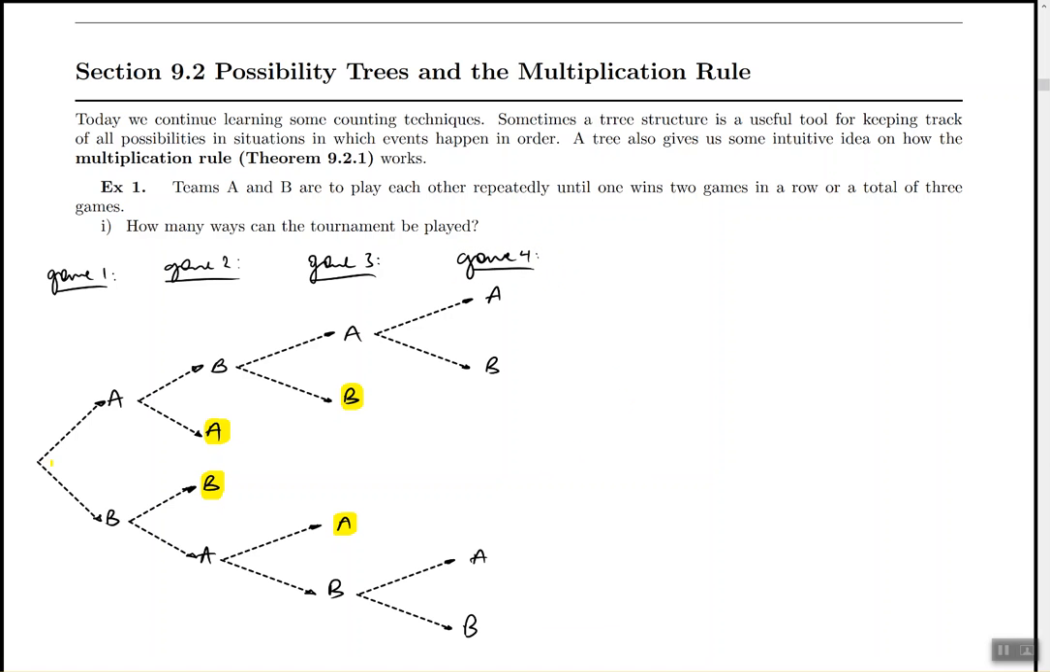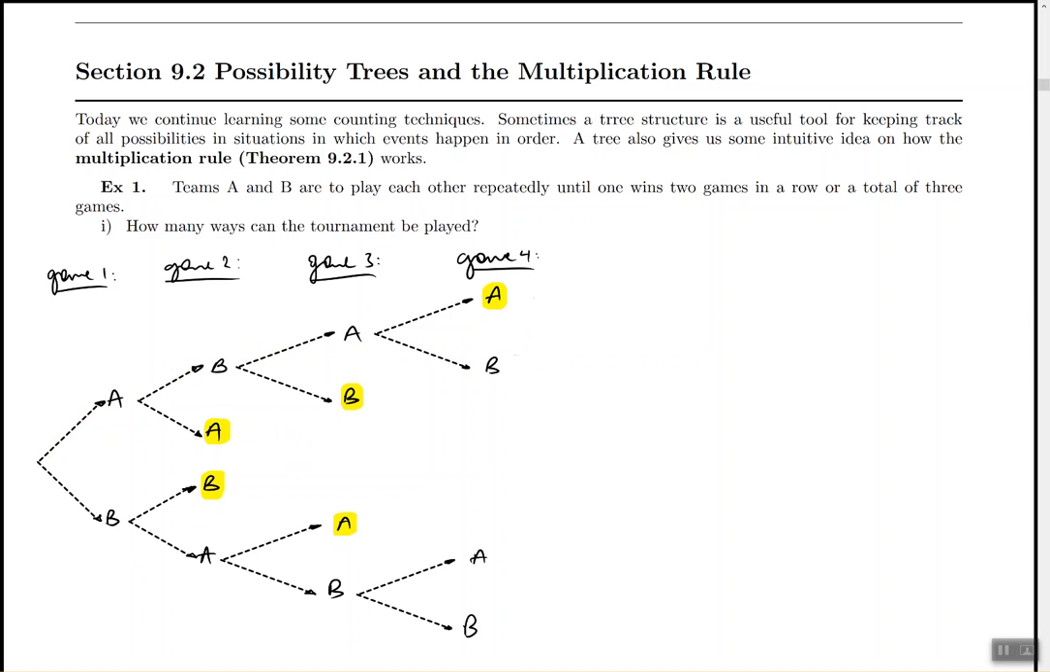Okay, if we trace this side of the tree, 3 A's are going to show up, which means the tournament is now over. A is declared the winner. However, if we trace this side of the tree, nobody has won twice in a row, and there are no 3 game total wins for any single team. So we have to keep going, basically.